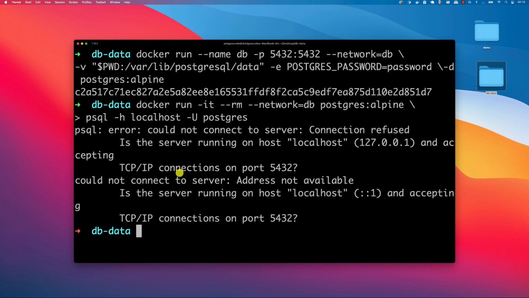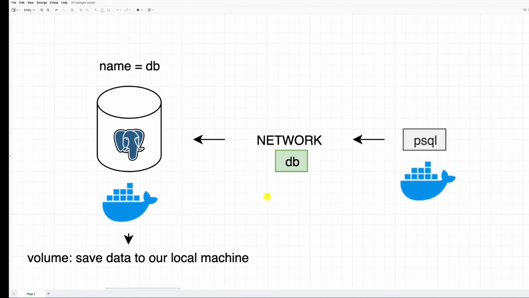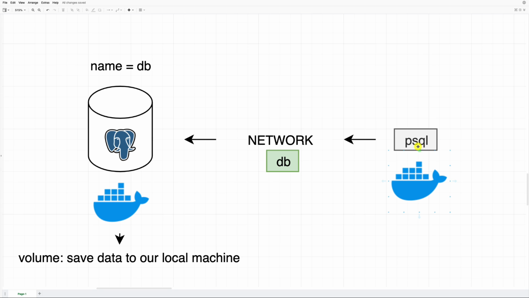So it says connections on port 5432, address not available. And this is because we have this container right here trying to talk to this container, right? But this container cannot use localhost, right? So this is the reason why we have this network, so that they can talk to each other right here.